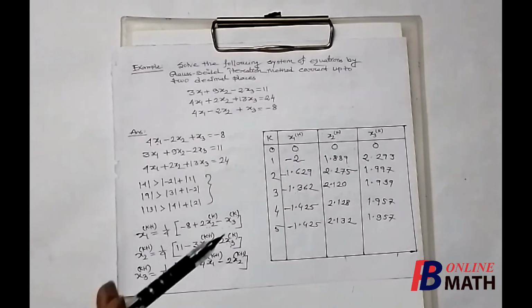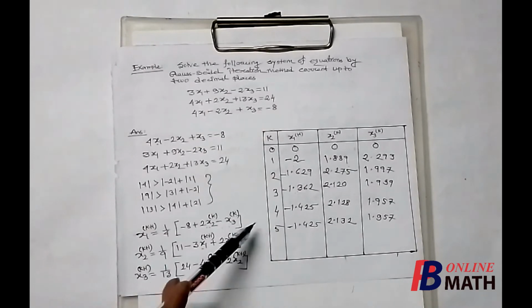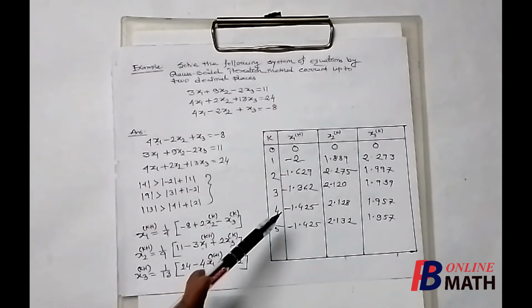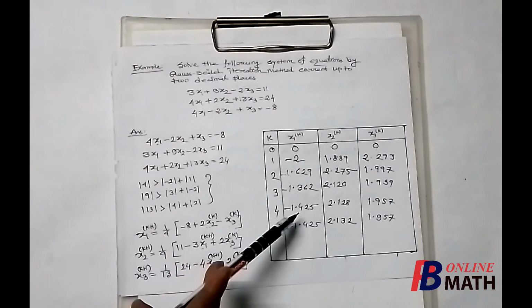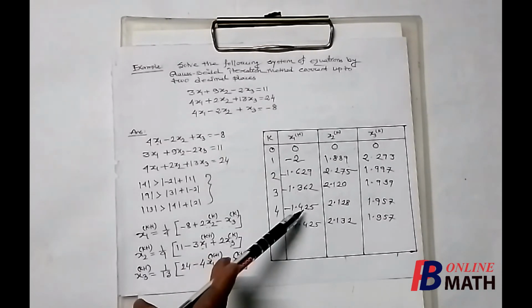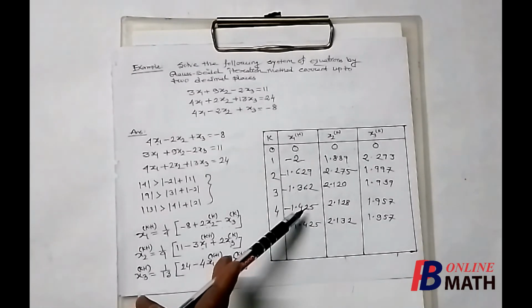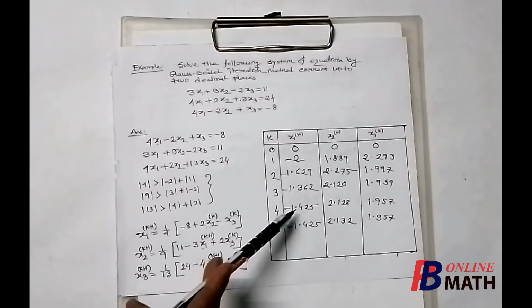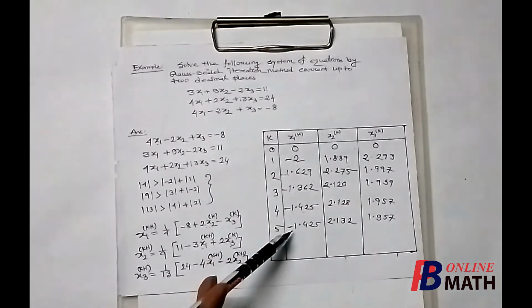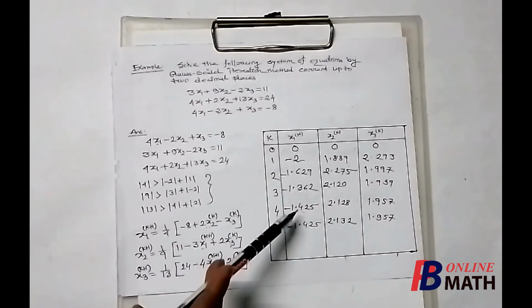Now if we look at the fifth and sixth approximations carefully, then we find that this value correct up to 2 decimal places is minus 1.42, because the next figure is 5, so there is exactly 5, and now since 2 is even, we have to keep this one as minus 1.42. Similarly this one is minus 1.42. So these two values are the same, correct up to 2 decimal places.